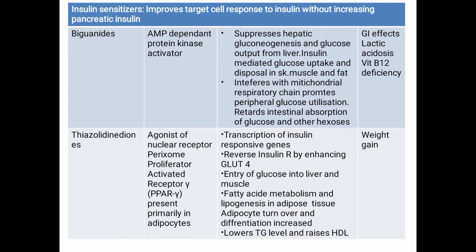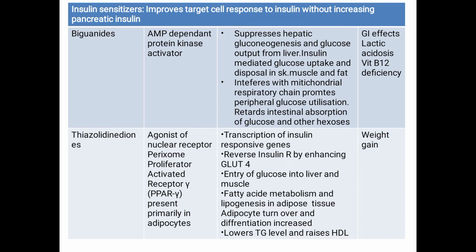So what are the adverse effects? It has GI effects, lactic acidosis and vitamin B12 deficiency. So how you can remember is that there is one point here. It retards intestinal absorption of glucose and other hexoses. So you can correlate this point to the GI effects. So maybe since it is going to retard the absorption, there might be some GI effects like loose stools, diarrhea and all. Lactic acidosis also you can correlate, to remember I'm saying.